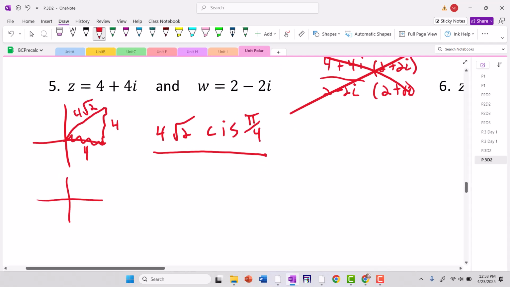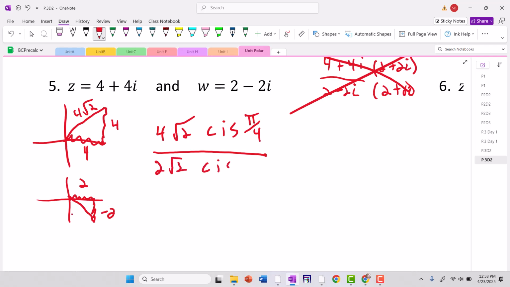And then the other one, I guess I could put this right here since I decided to put my division over here. 2. Did I do that wrong the other hour? No, I didn't think I did. -2. A root 2. And then what's that angle measure? 7 pi over 4. Okay, because that's a 45 in quadrant 4.